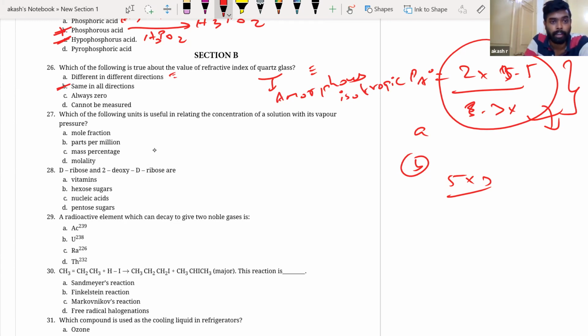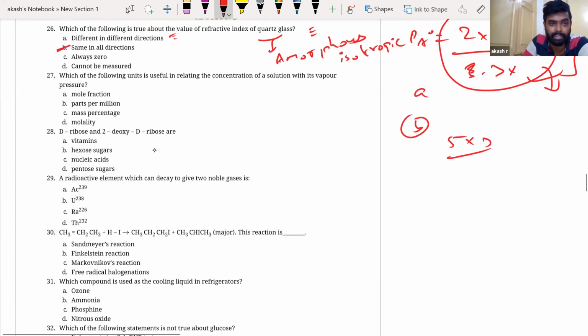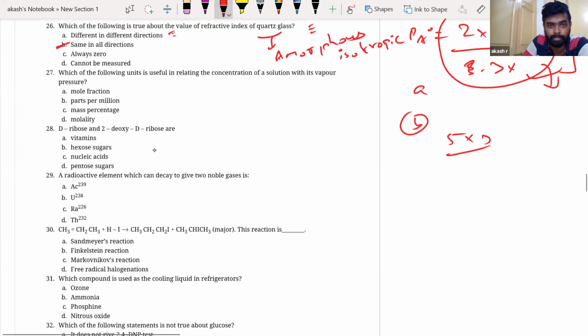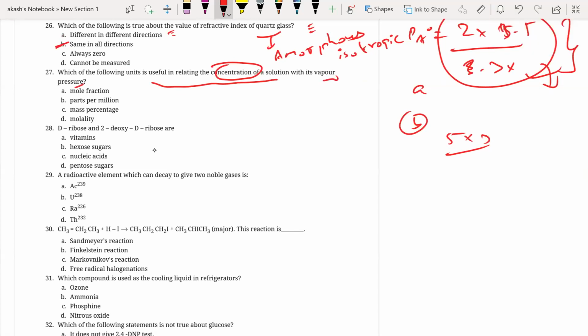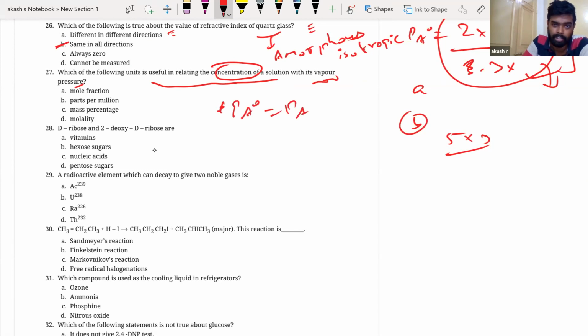Okay, next. Which of the following units is useful in relating the concentration of a solution with its vapor pressure? Which concentration term are we using with respect to vapor pressure? Raoult's law. Mole fraction, sir. Mole fraction. Raoult's law: we know PA is equal to PA naught into XA. This is vapor pressure, this is mole fraction. So definitely the answer to this question is A, mole fraction.